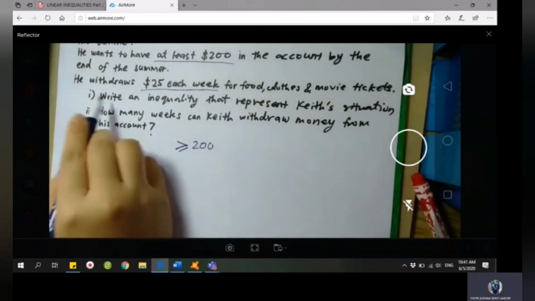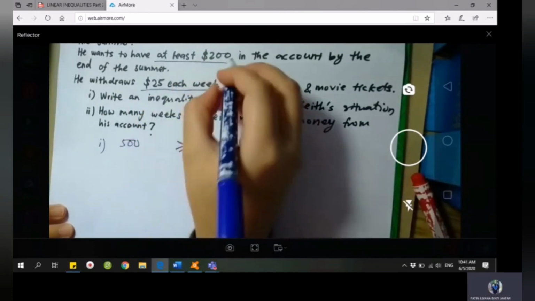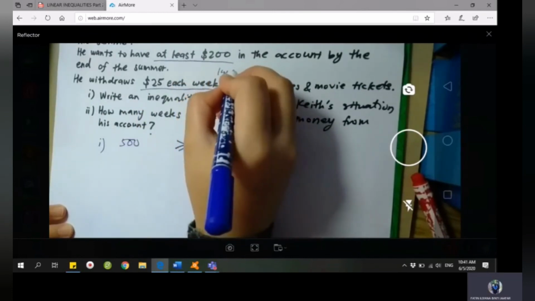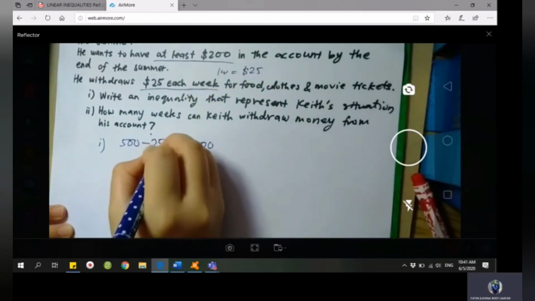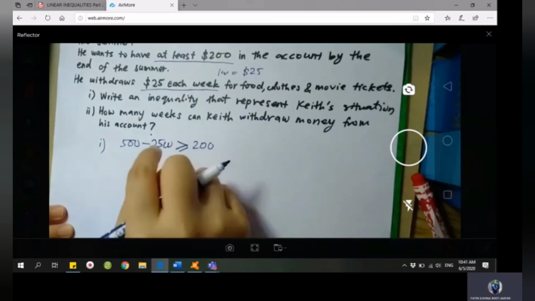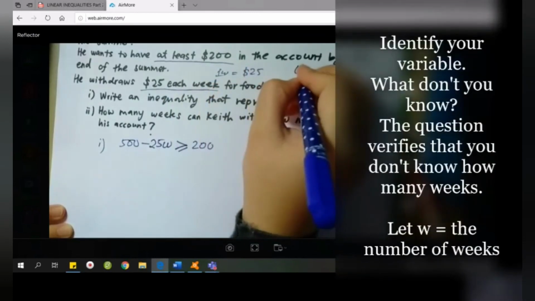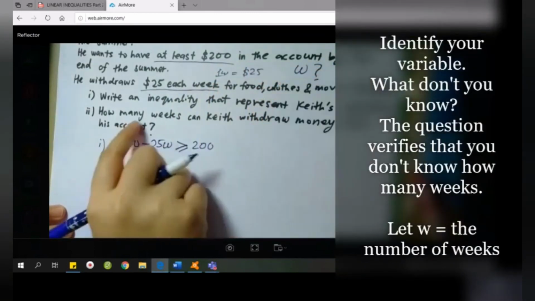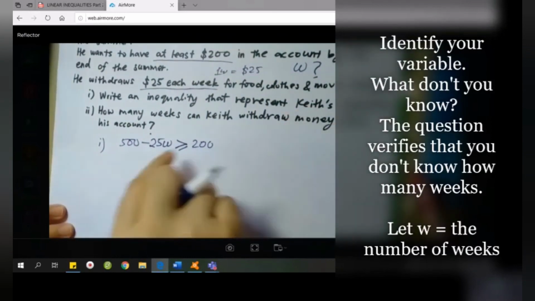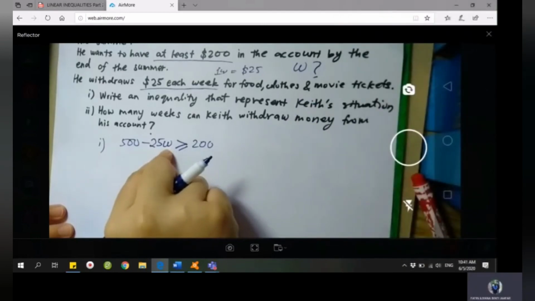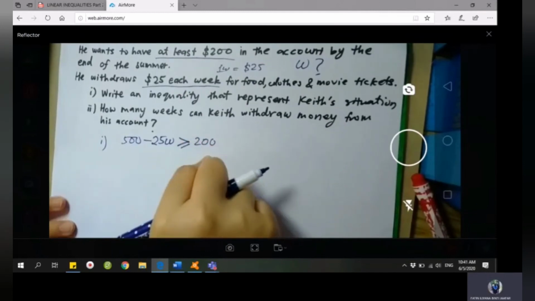So 500 dia keluarkan duit 25 each week. So setiap minggu dia keluarkan 25. One week dia akan keluarkan 25. Okay. So tolak dengan 25W lah. Maksudnya berapa minggu? Okay. So satu minggu dia keluarkan 25. Sekarang ni kita nak tahu berapa minggu yang dia patut keluarkan. Okay, so this is our inequality, represent dia punya situation. 25 darab berapa minggu untuk dia pastikan dia ada at least $200 in the account.